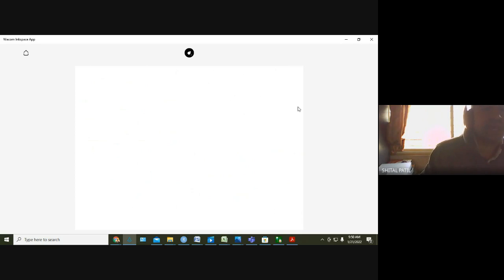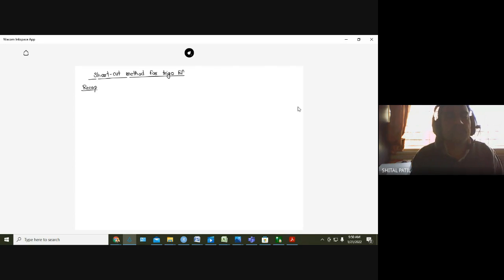Now see towards the screen and understand the next part. Shortcut method for trigonometric function. First, what we'll do now? We'll understand how we obtain the shortcut method for the exponential function, and then we'll find it for the trigonometric function. So it is like this.